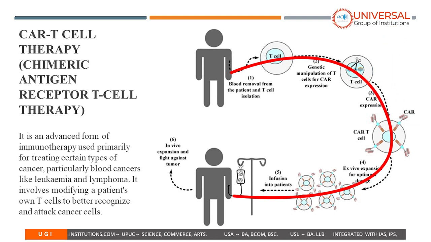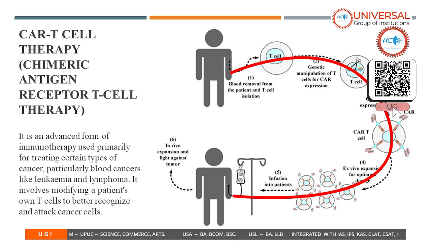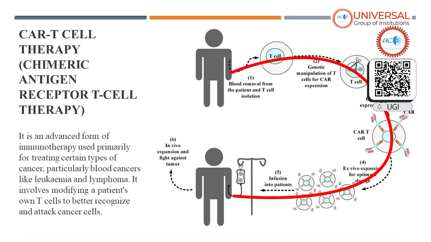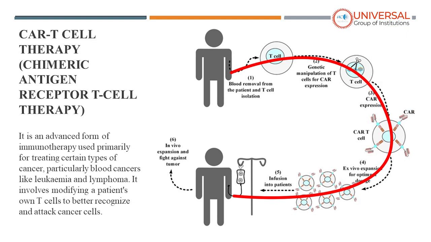After the ex vivo expansion for the optimum dosage, the T cells are later introduced into the patient through the IV. So now these receptors present on the T cells can recognize the cancerous cells or the tumorous cells predominantly and fight against them. Hence this CAR T-cell therapy, or the chimeric antigen receptor T-cell therapy, can also be considered as tailored therapy or personalized T-cell therapy.